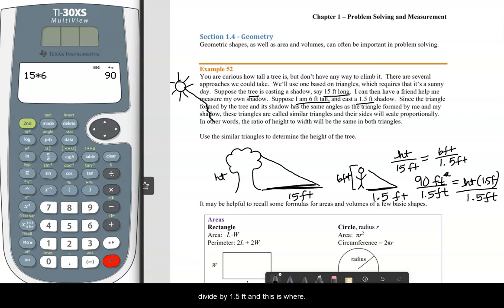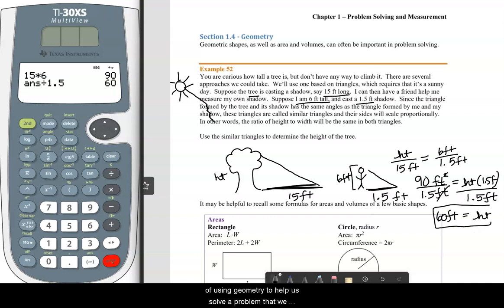feet. And this is where that square up there cancels with the feet in the denominator. And we're just left with feet on the left-hand side of our equation. So 90 divided by 1.5 gives us 60 feet. So the tree is 60 feet tall. And once again, this is an example of using geometry to help us solve a problem that we could not measure directly.